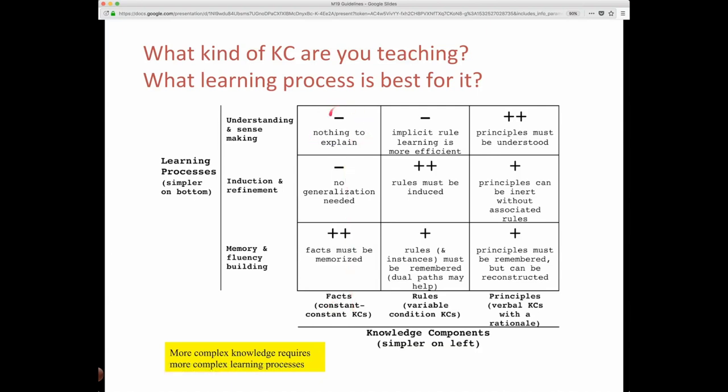There's nothing to explain or make sense of, so no need of understanding and sense making. So if you're after facts, then you want to pick instruction that's going to enhance the memory and fluency building learning processes. If you're after skills or rules, variable condition knowledge components, now induction becomes important. Memory, of course, is still important.